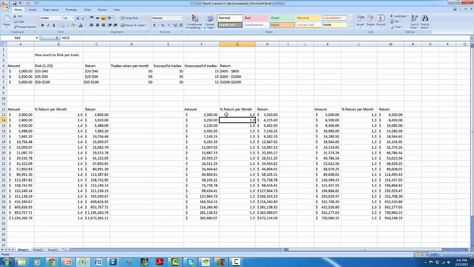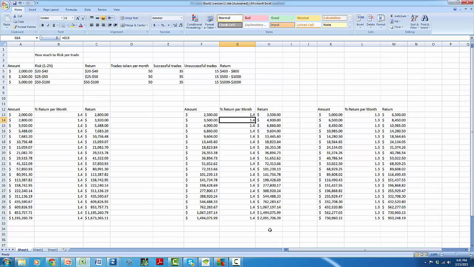You risked about $750 a month, or about a 30% return. You can make $475,000 on a $2,500 account. And if you were making about $1,000 a month or 40% return a month, you can make $2 million. These are actual numbers that people can get in trading, but it's about consistency.